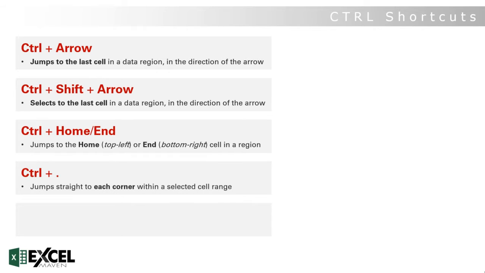Fourth option is Control Period. Now, this one's a little bit more nuanced, but what this does is allows you to jump straight to each corner within a selected cell range. So once you already have a large selection, it can be a little bit difficult to navigate to different portions of that selection. Control Period is a great way to help you do that.